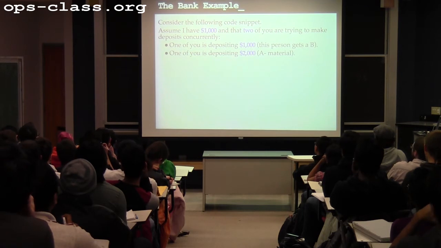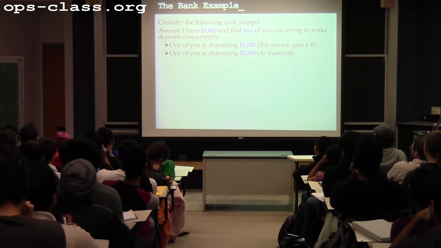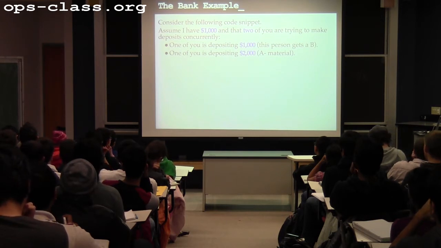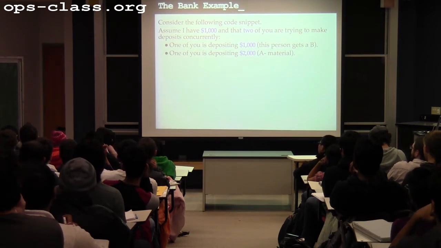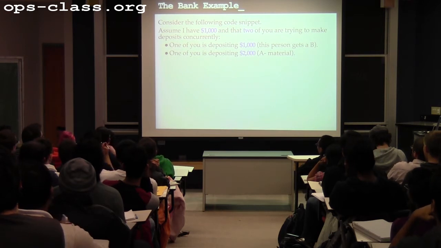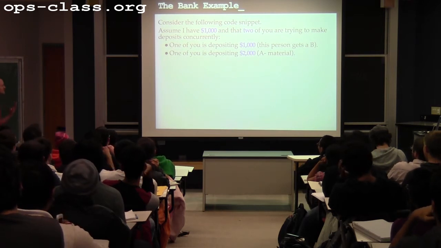All right, so assume I have $1,000 in my bank account, and the two of you are trying to make concurrent deposits. One of you is depositing 1,000, the other is depositing 2,000. So how much money should there be in my bank account when you guys are finished? $4,000. Yeah, this is fairly simple addition.